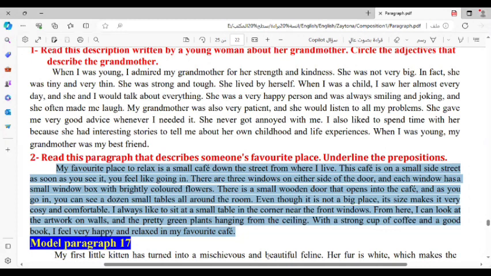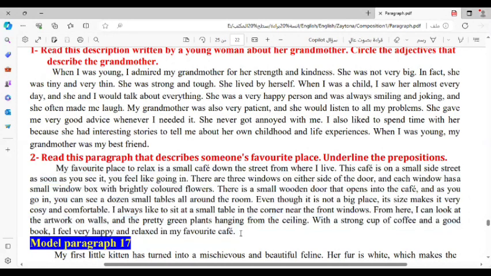Even though it is not a big place, its size makes it very cozy and comfortable. I always like to sit at a small table in the corner near the front windows. From here, I can look at the artwork on the walls and the pretty green plants hanging from the ceiling, with a strong cup of coffee and a good book. I feel very happy and relaxed in my favorite cafe. Thank you very much, Ru'a.